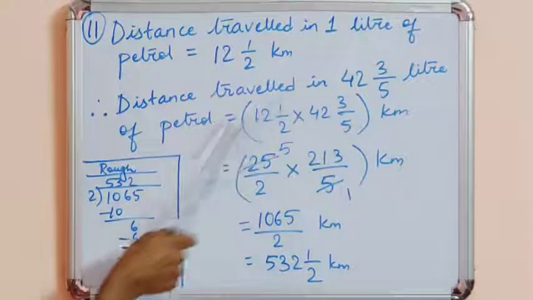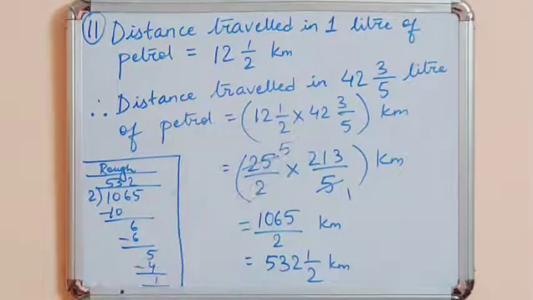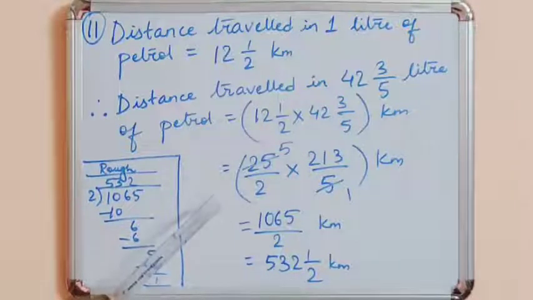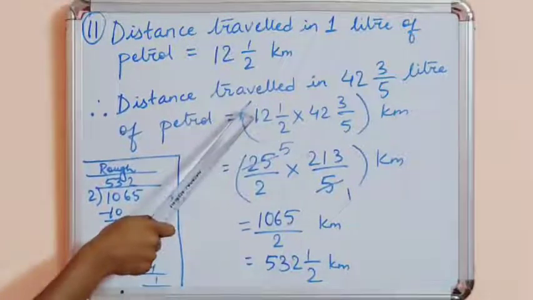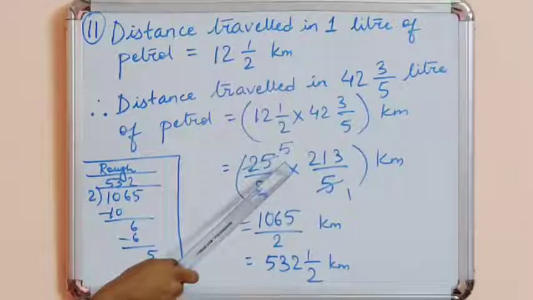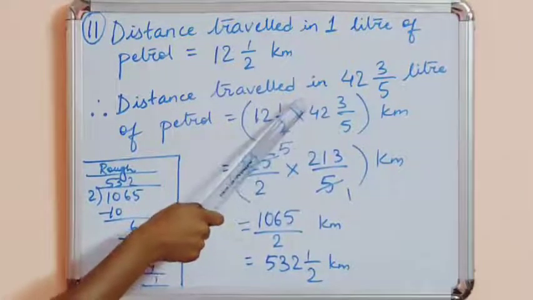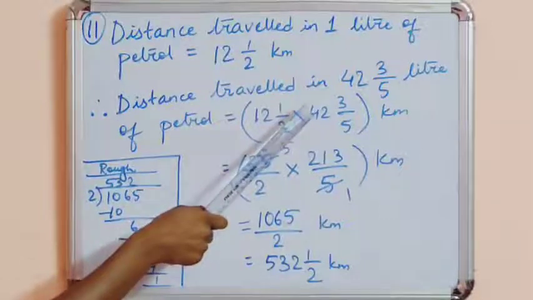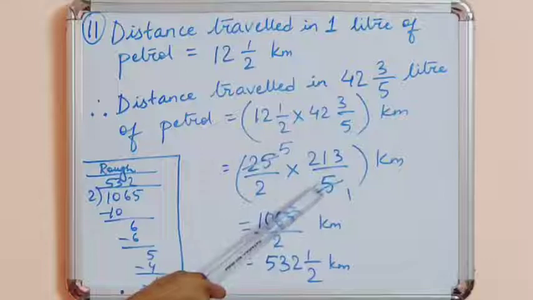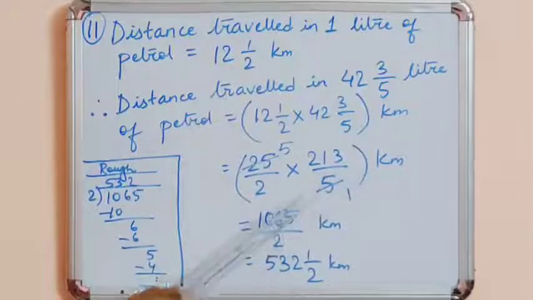So these are mixed fractions. So you have to convert this into improper fraction first. So 2 into 12 is 24. 24 plus 1, 25. So 25 by 2 into 5 into 42 is 210. 210 plus 3 is 213. So 213 by 5 kilometers.